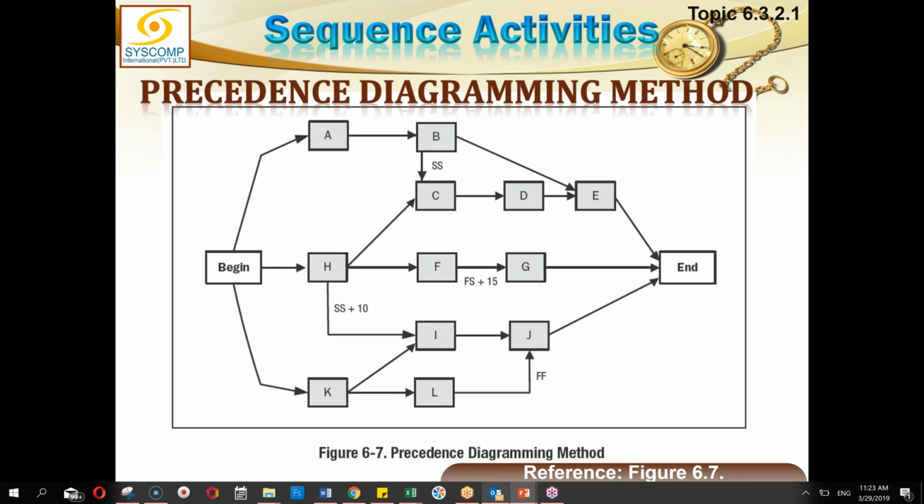Similarly, we have a relationship between L and J, which is finish to finish. So that means, again, L is the predecessor. So L must have finished before J can finish. There is no restriction on J as to when it should start. As far as L is concerned, L is not putting any restriction on the start of J.